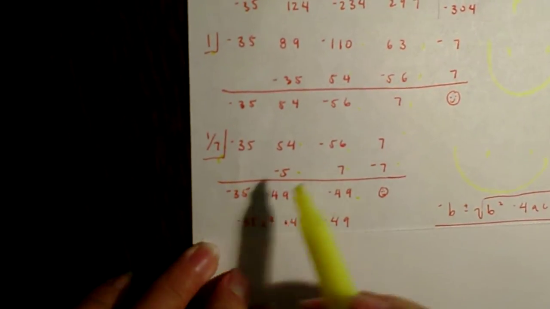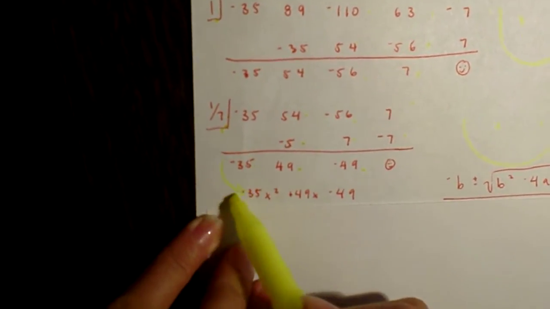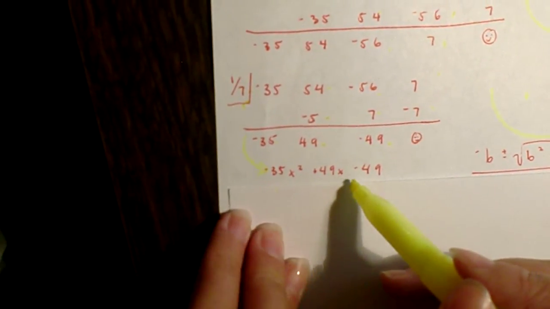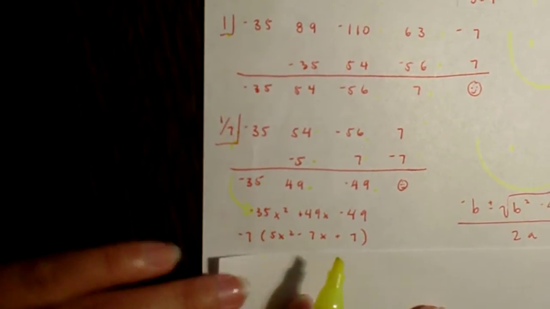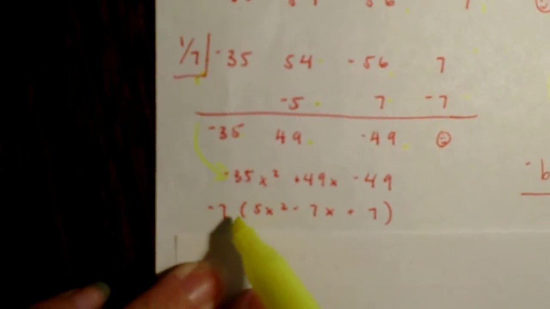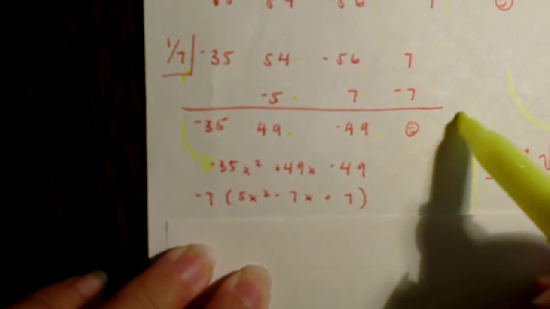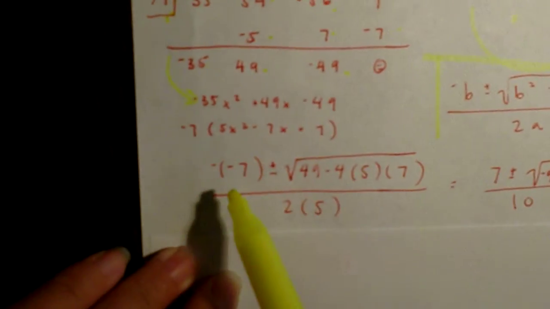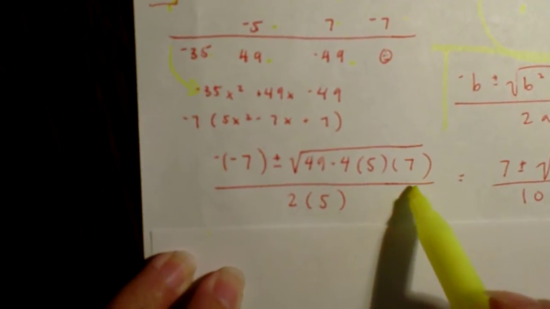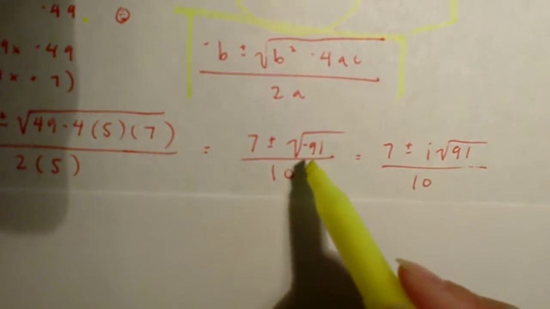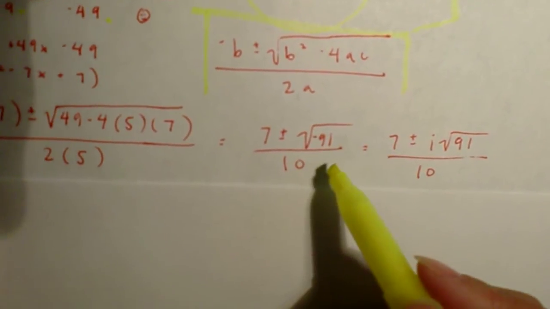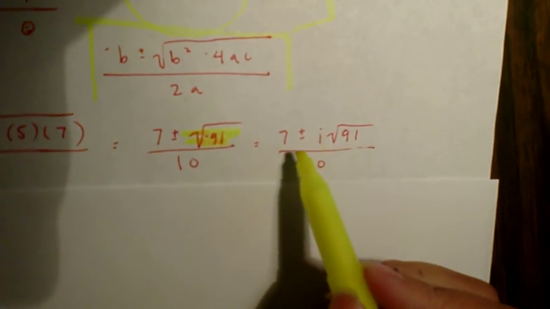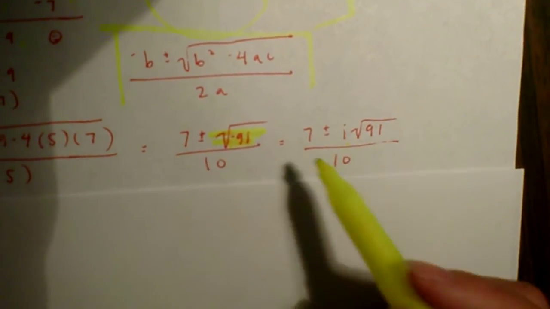Now we are given a quadratic. We take this number and we add the x's. So it's negative 35x squared plus 49x minus 49. And we can simplify that by taking out a negative 7. And we're going to use the quadratic formula to solve for this. When we plug it in, it gives us this answer, and we can simplify it into 7 plus or minus radical negative 91 over 10. And because this is an imaginary number, we can take out an i, so it's 7 plus or minus i radical 91 over 10.